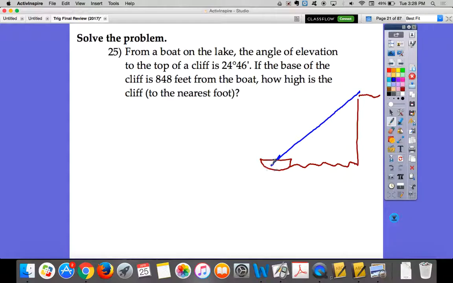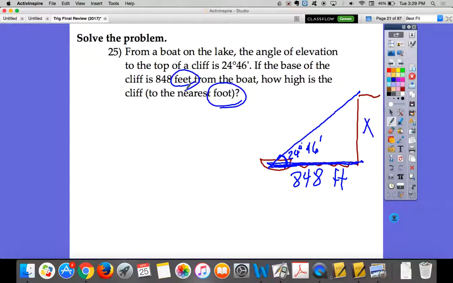All right, so angle of elevation, I'm looking up. So they're talking about, if you want to get all specific, this angle right here, 24 degrees, 46 minutes. If the base of the cliff is 848 feet from the boat, that's talking horizontal distance, right there. How high is the cliff to the nearest foot? Make sure that these are in the same unit, and they are, so you're good. When you look at that picture from your angle, remember your angle gives you your point of perspective, that's going to be opposite over here and adjacent down here. So we're doing tangent again.